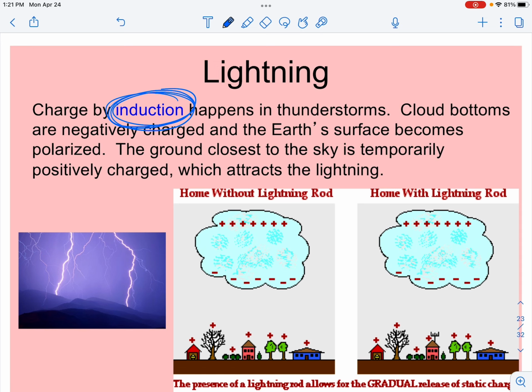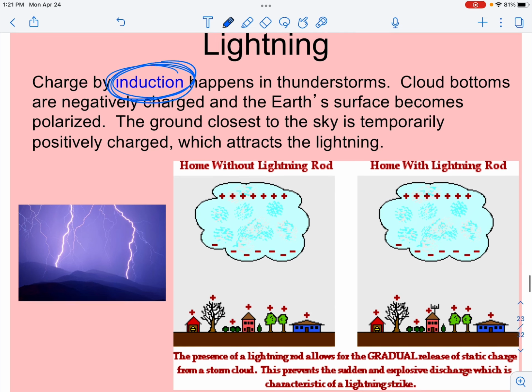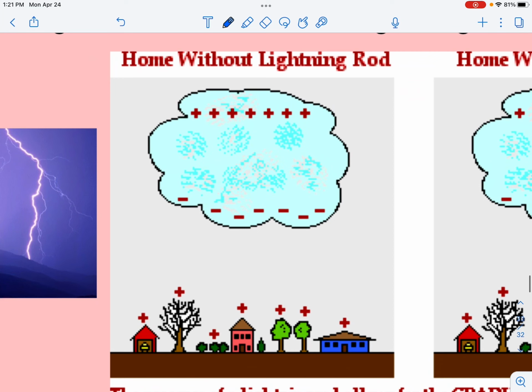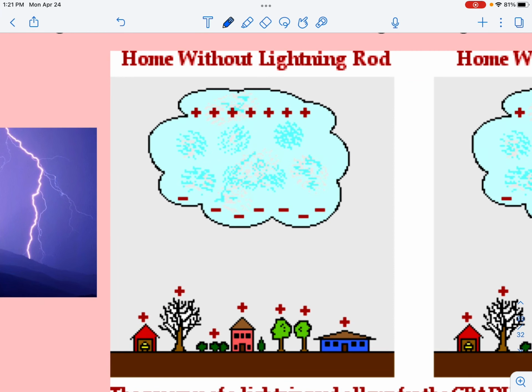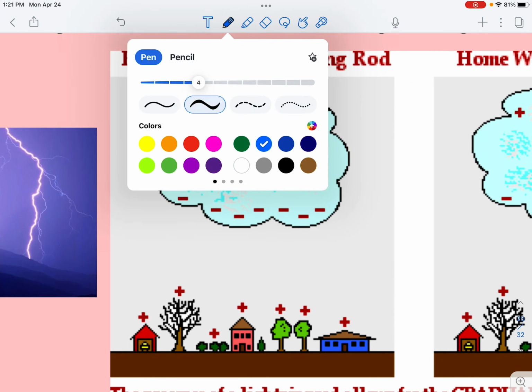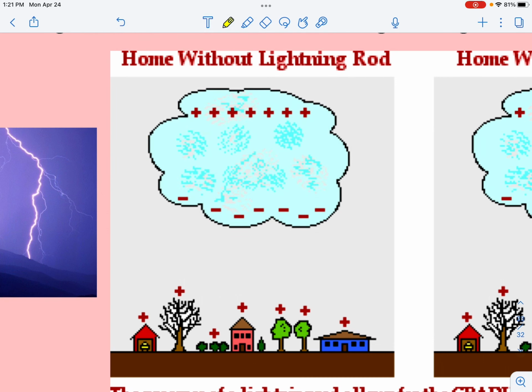Now, how does lightning work? Well, we have a buildup of electric charges that happens in the clouds. The earth is neutral. I expect that is common knowledge. So that means that we have positives and negatives evenly distributed in the ground, okay?